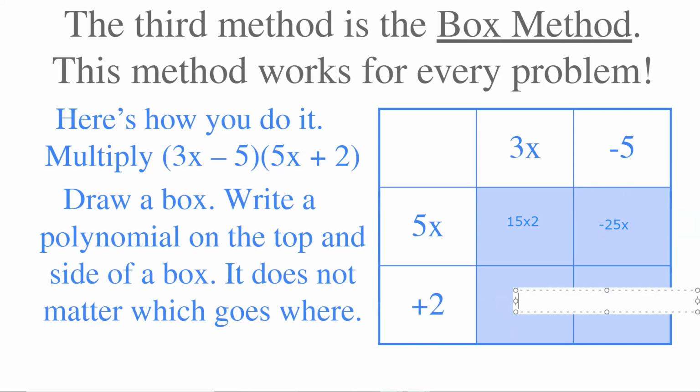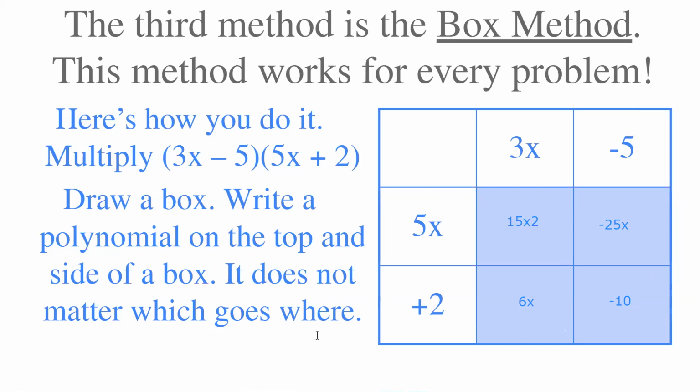So that's going to be 6x. And our last one is -5 times +2, which is -10. So again, I don't know if you like this. It's kind of like a Punnett square. I don't know how much stuff you've taken in biology or chemistry or anything like that. But this is another good way. You just multiply every box by itself, and then combine our like terms.